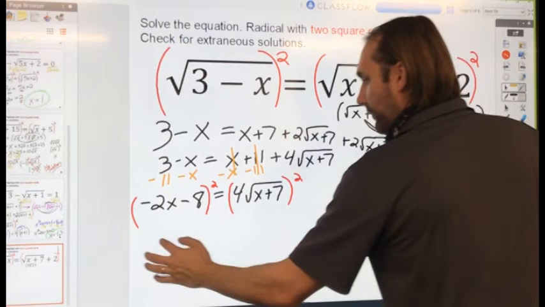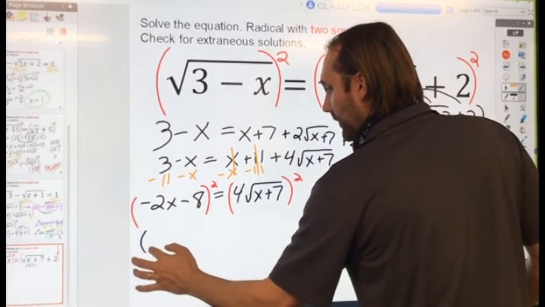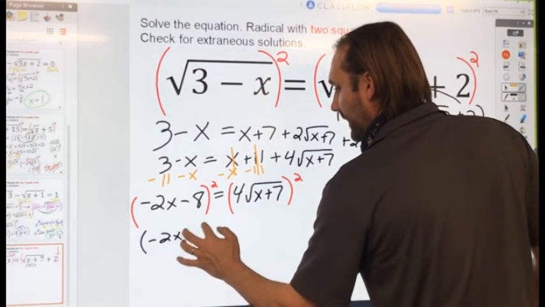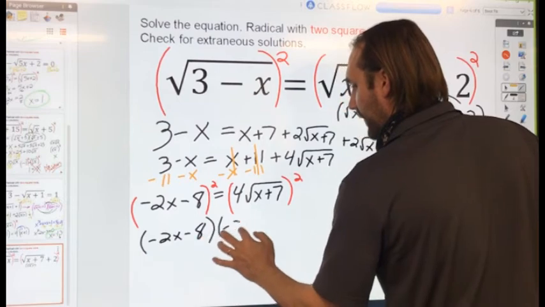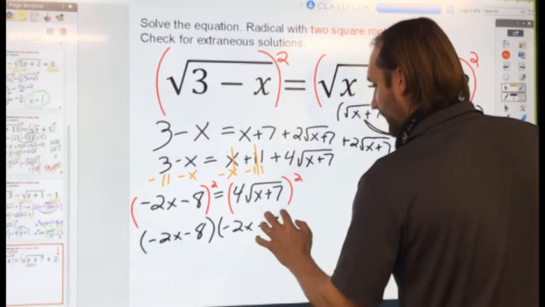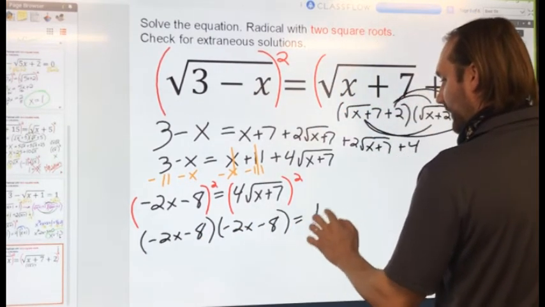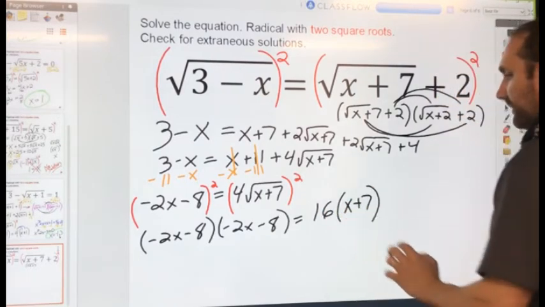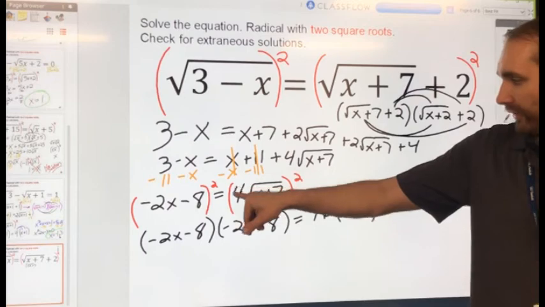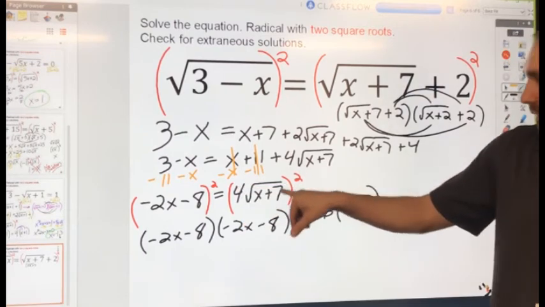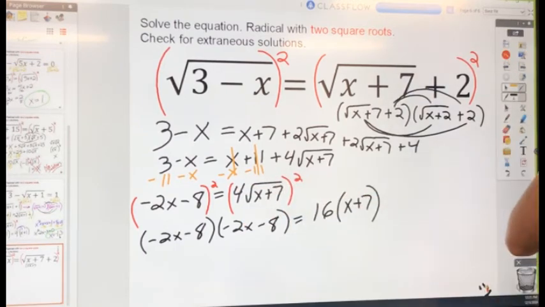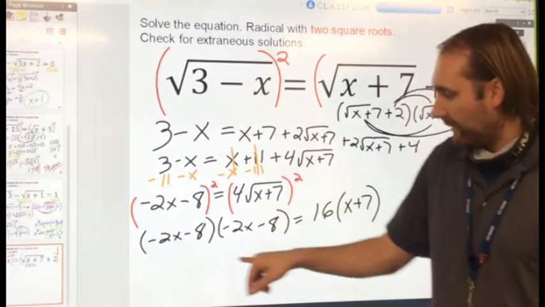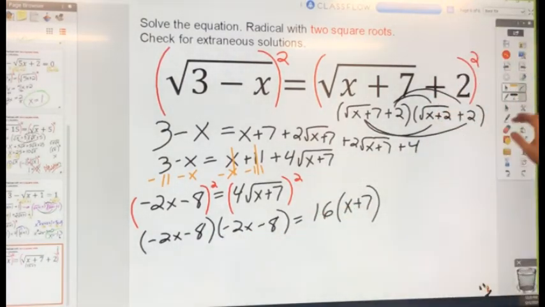Now, this needs to be rewritten as negative 2x minus 8 times negative 2x minus 8. And that equals 16 times x plus 7. Where did I get the 16 from? Well, that's 4 squared. And this radical disappears and turns into parentheses. Now here's where some are having some issues, distributing here. So let's look at that.